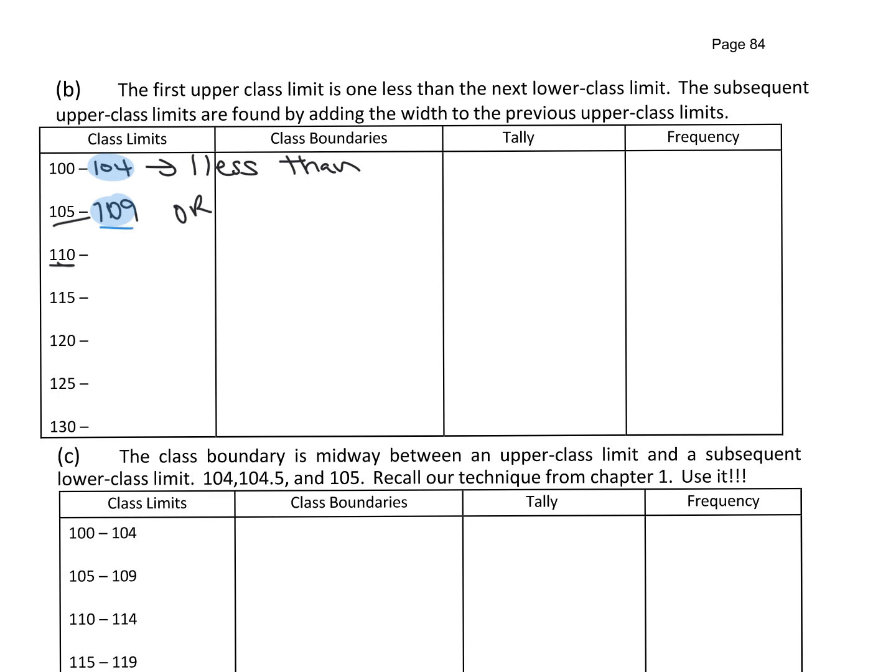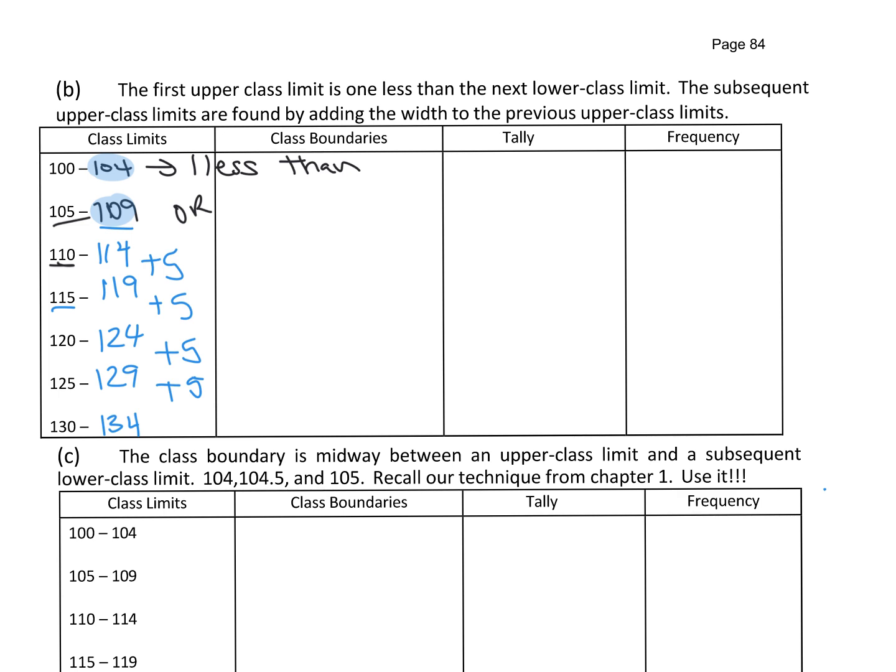If I add 5 to 109, I get 114, which is, of course, one less than 115. If I add 5 to 114, I get 119. It's just plus 5, and so on. So that'd be 124. Plus 5 is 129. And then plus 5 is 134. Alrighty, so that's how I find my class limits. That's pretty easy, right?